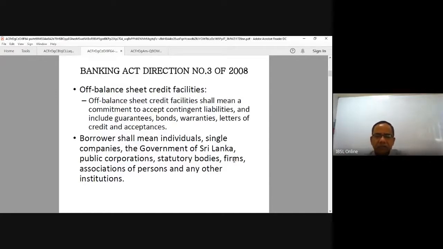right? So we spoke about who is the borrower: individuals, and then companies, and corporations, and all you call single companies. So joint stock companies, government of Sri Lanka, public corporations, statutory bodies, firms or associations of persons, right? Like there are many associations like Rotary Club or Lions Club or whatever. Okay, all of those things can be borrowers.